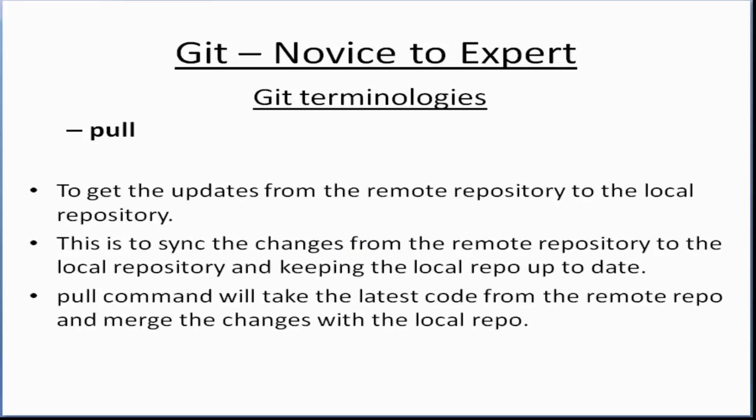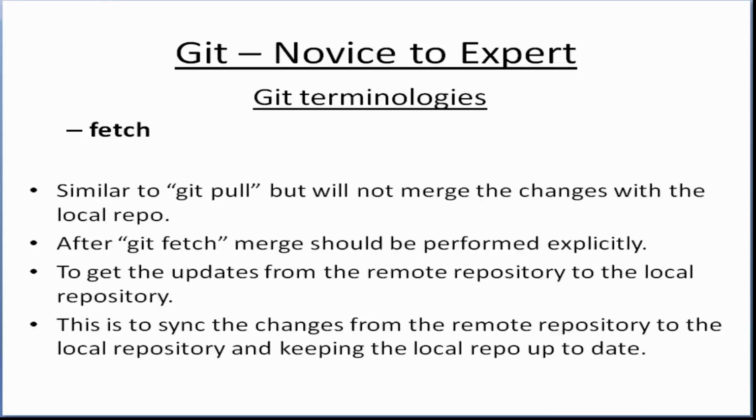Now that we have seen push, we shall see the pull command, which is the exact opposite of the push. The pull command is used to get the updates from the remote repository to the local repo and sync the changes from the remote to the local. The pull command takes the latest code from the remote repo and automatically merges the changes with the local repository.